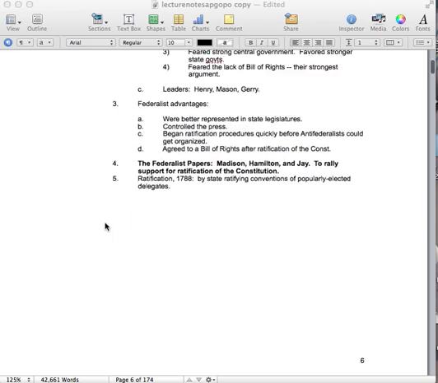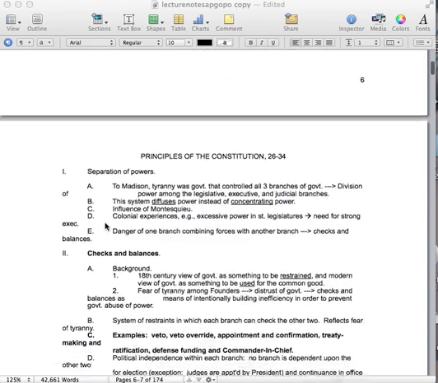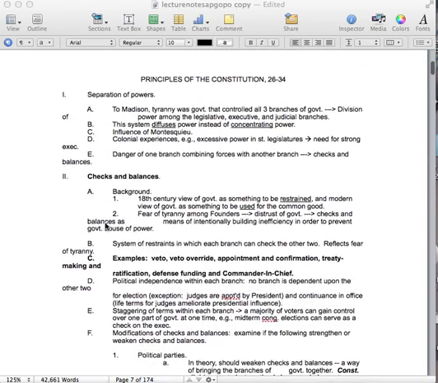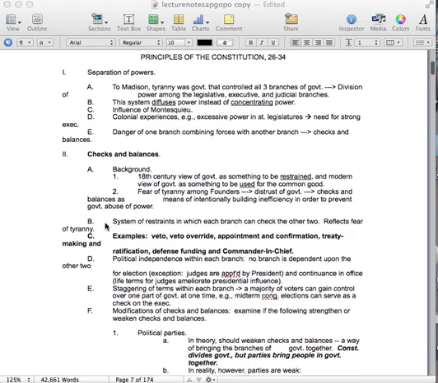You should have all this down. We should be ready to go tomorrow with our activities. We will start Principles of the Constitution, maybe a little bit in class tomorrow, and then when we don't finish, I will do it here.